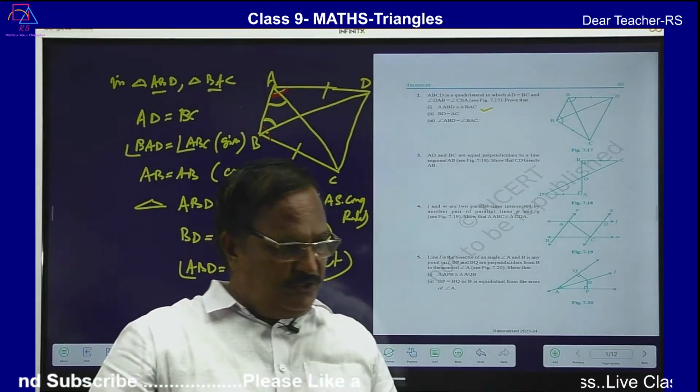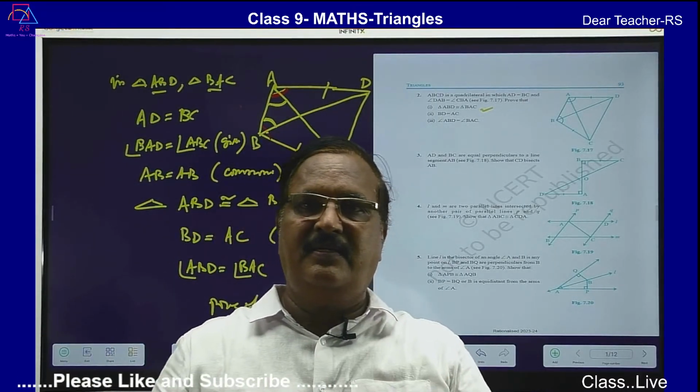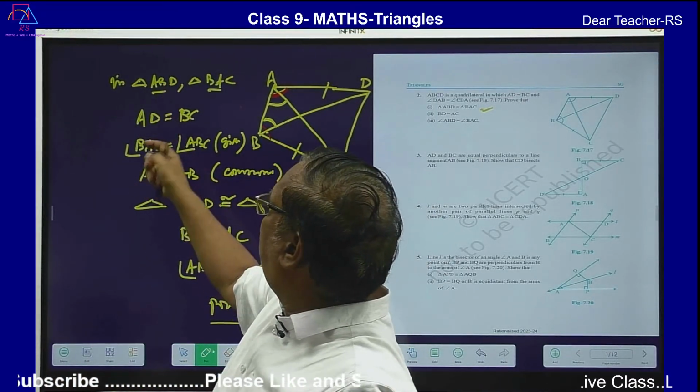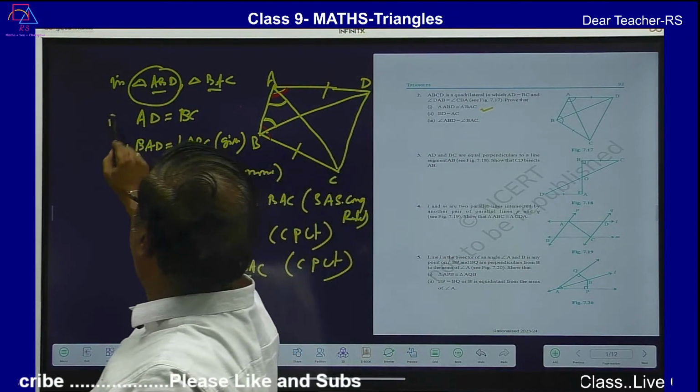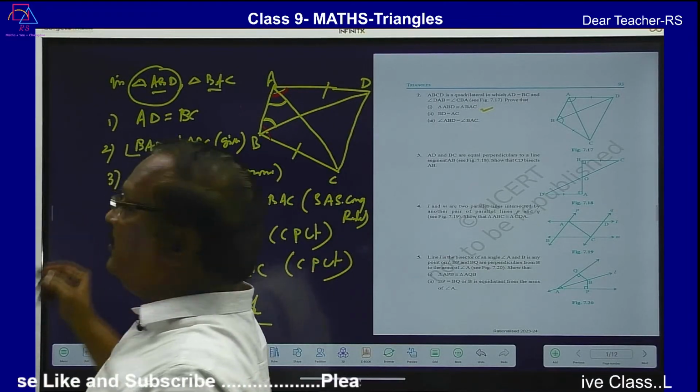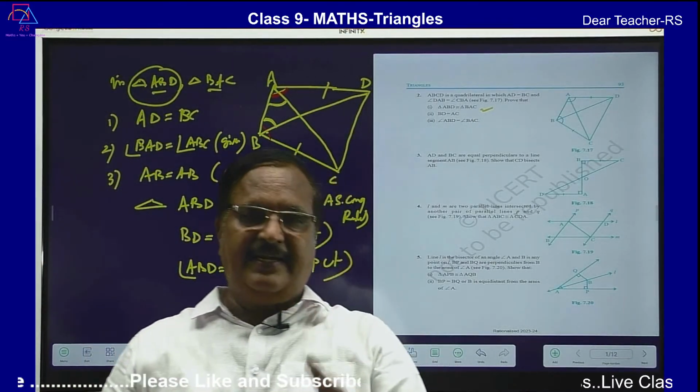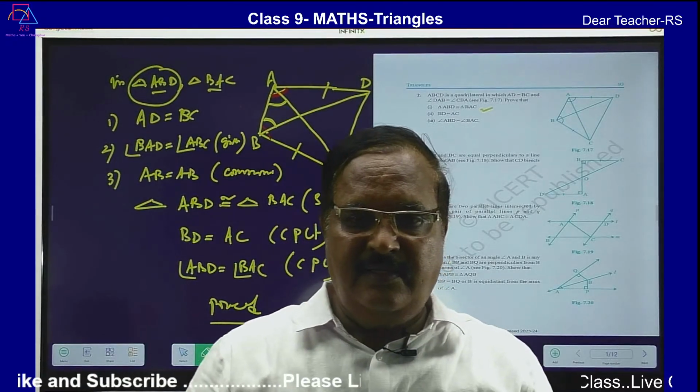So when you want to prove two triangles congruent, you have to list out these parts, three parts. By three parts you can prove two triangles congruent.